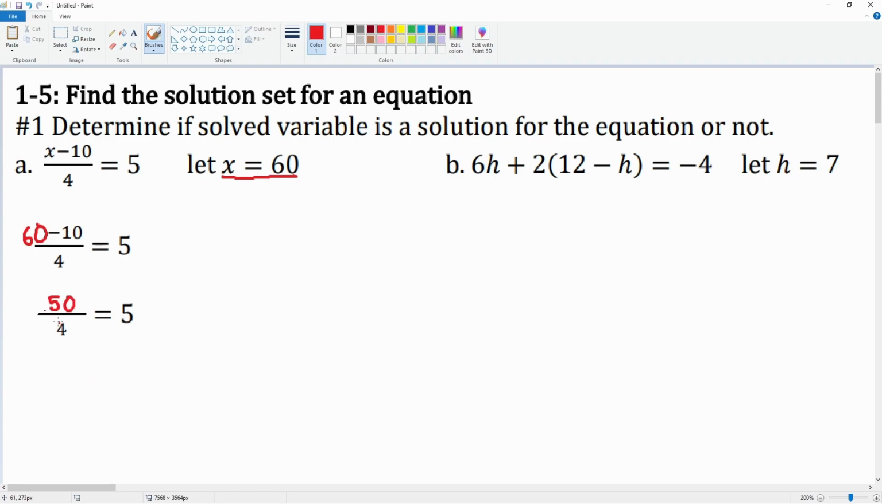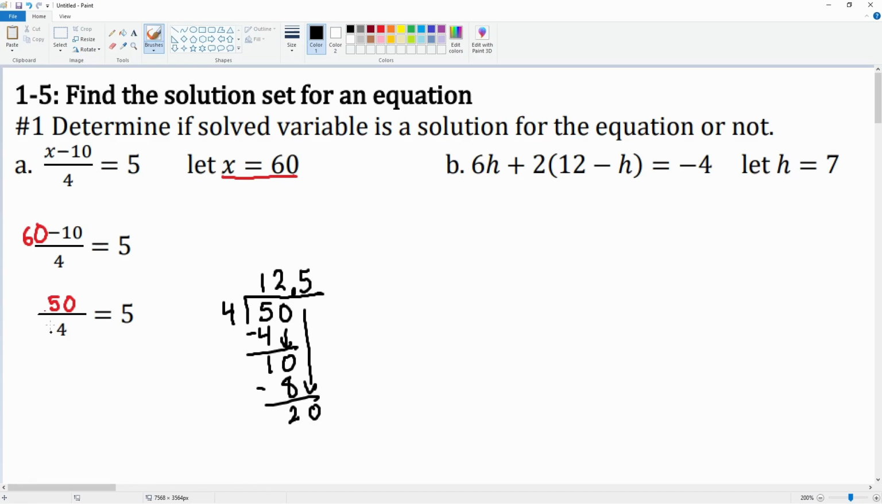Now we do that division. What is 4 divided by 50? Well, if you don't see it, you can do the long division here. How many times does 4 go into 5? 1 time. 1 times 4 is 4. Subtract this, and it becomes 10. How many times does 4 go into 10? 2 times. 2 times 4 is 8. Then this becomes 20. Bring down the decimal, and it would be 12.5.